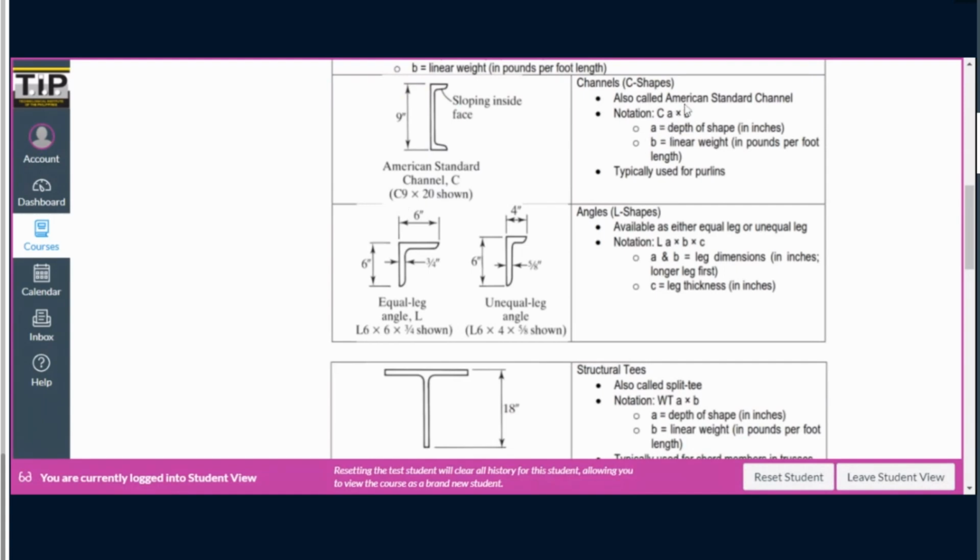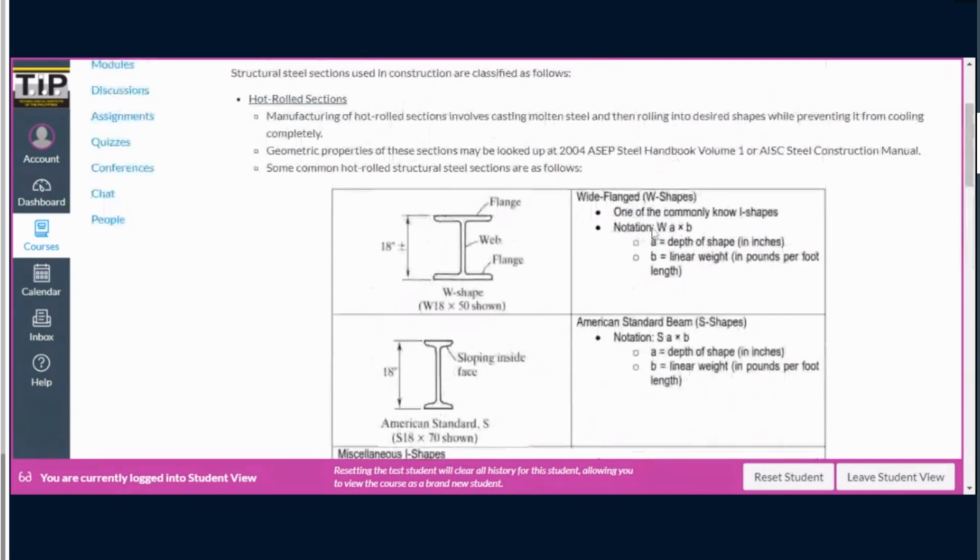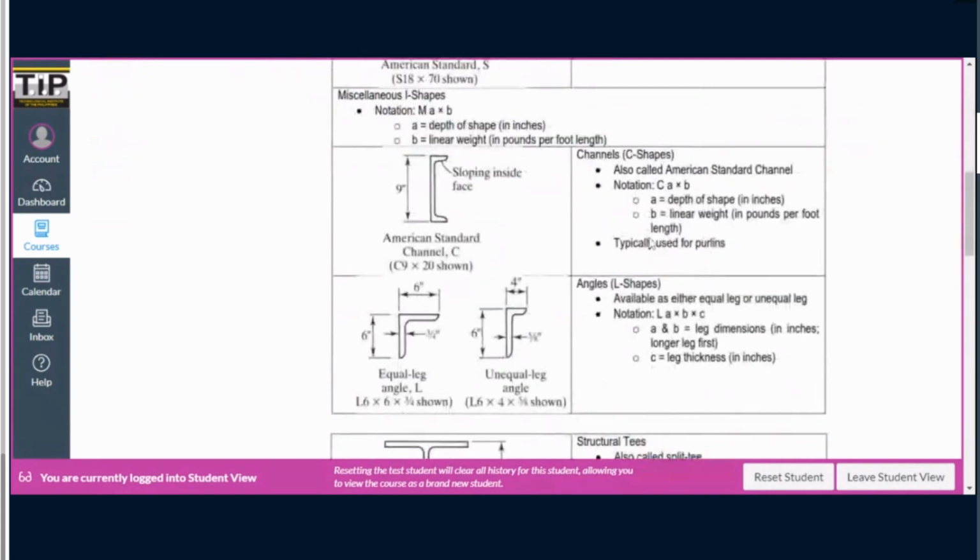The notation here is pretty much the same as that of the I shapes. The first number is the depth, the second number is the linear weight. Okay? So here's what the channel section looks like. Next, we have the angles. Angles are L shapes. So they look like this.